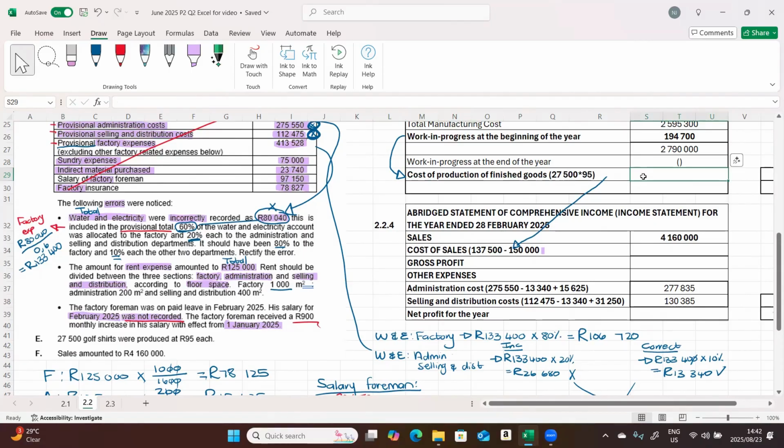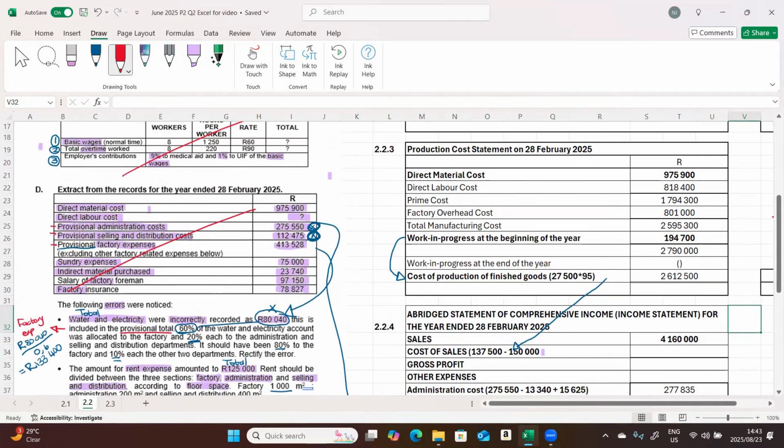So you can go ahead and you can say 27,500 and you multiply that with 95 Rand, and that would give you 2,612,500 Rand. Okay. So there we just used information E. We are done with information E as well. Now we can get our work in progress. Can you see we can get the work in progress at the end of the year, whatever needs to be in this bracket over here.